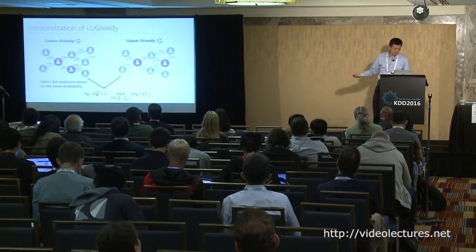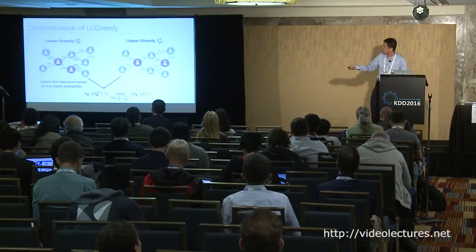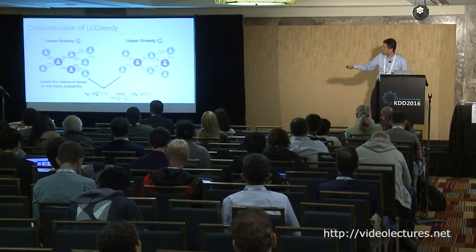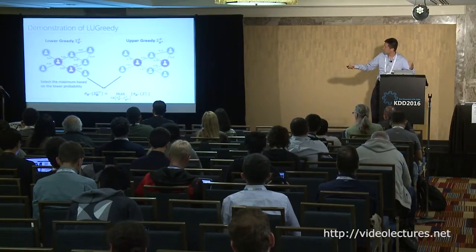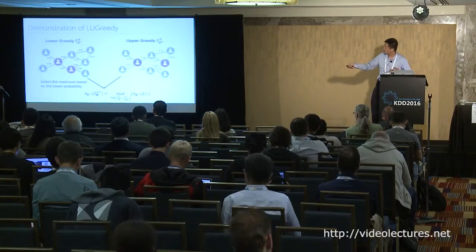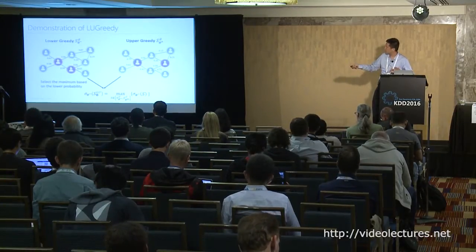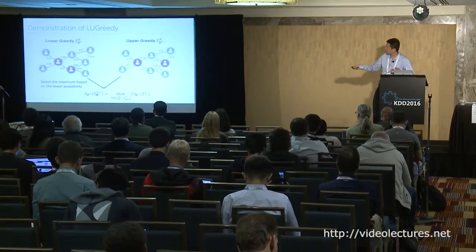In the graphical illustration, basically, these parameters on the edges are the left end, the lower parameters. And you do the lower greedy, find the C set. And this is the upper greedy, find another C set. And just find them to be this one.